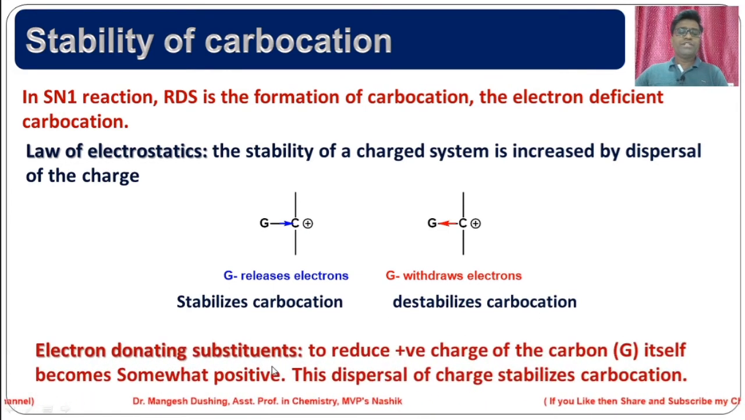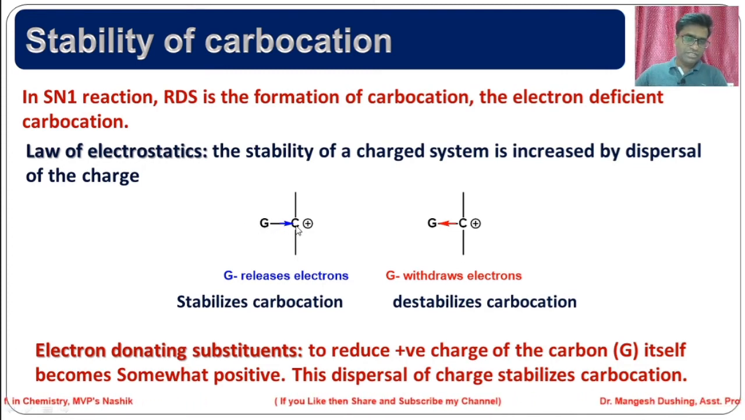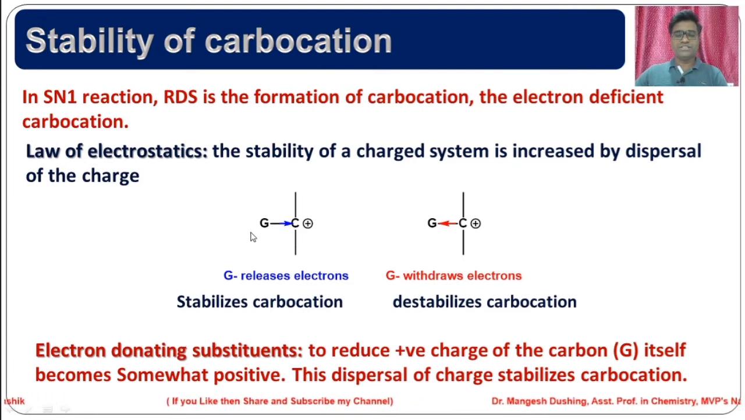Now, electron donating substituents reduce the positive charge of the carbon. G itself becomes somewhat positive because it donates its electron to this carbocation, and this is called dispersal of the charge, and this dispersal of the charge stabilizes the carbocation.